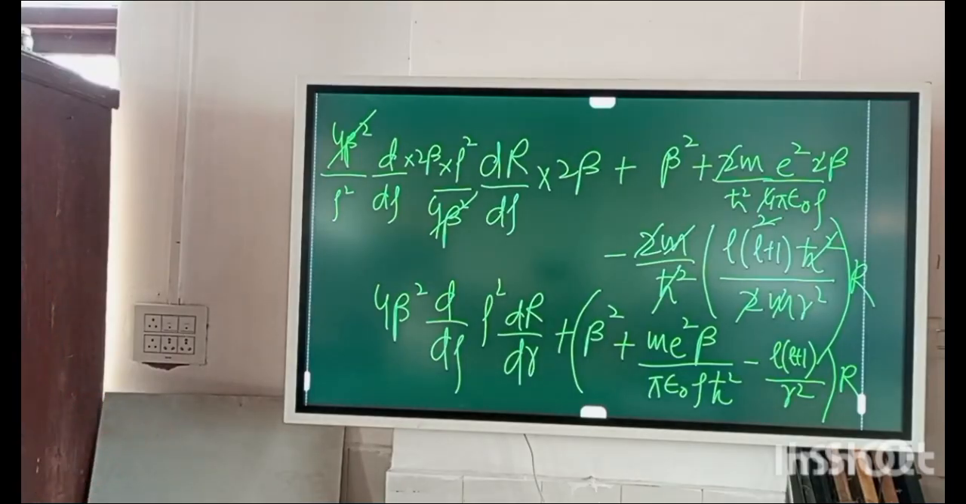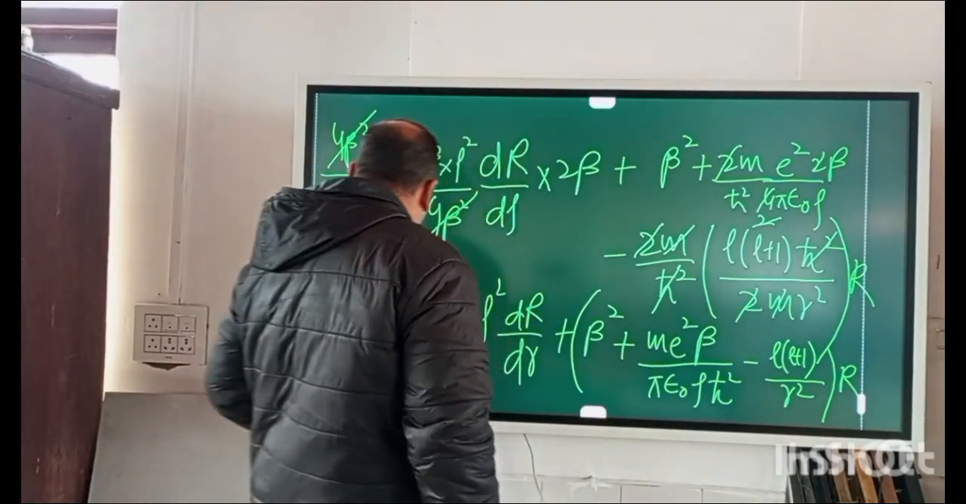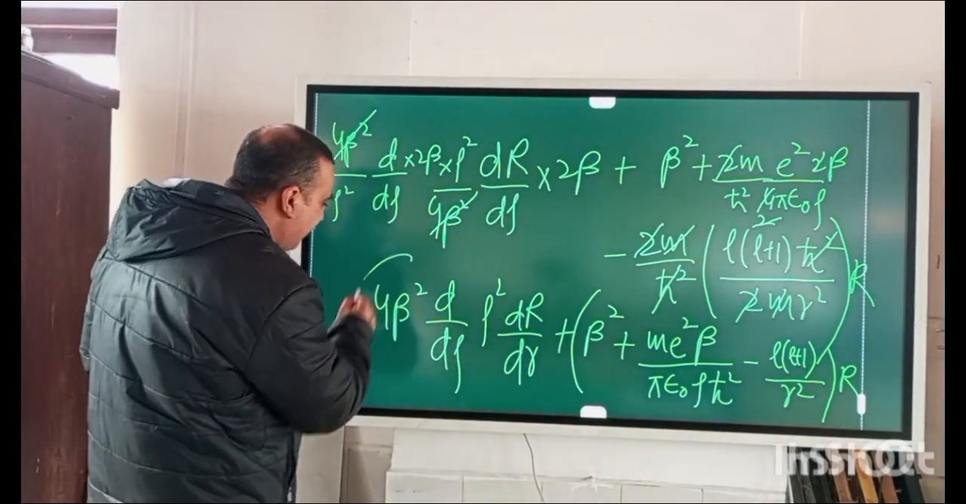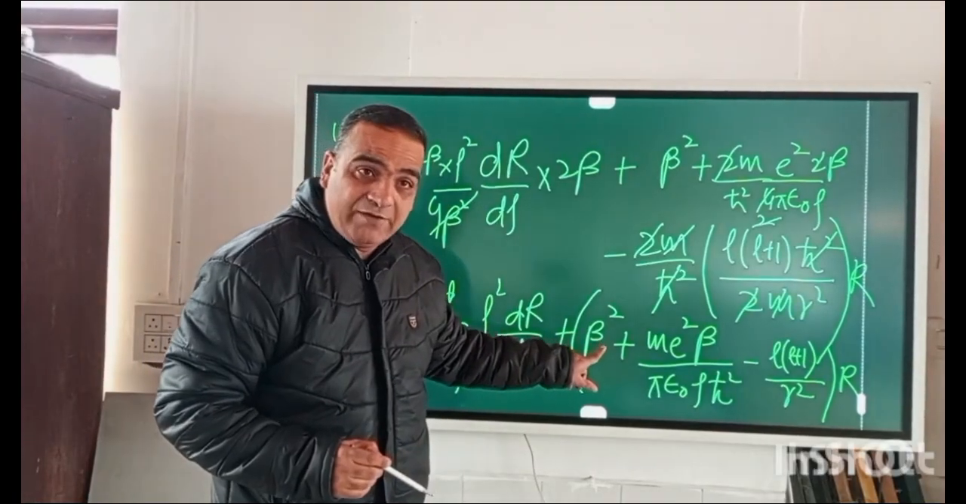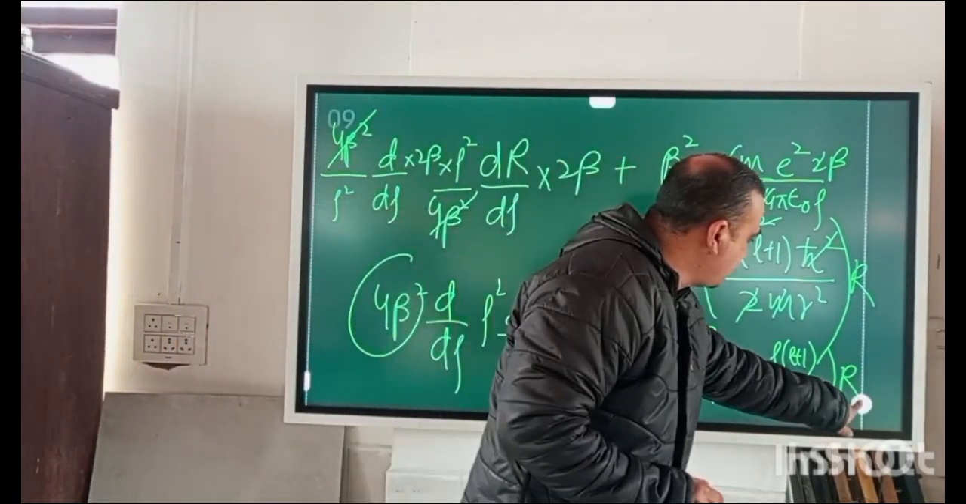I would like to divide this equation by 4 beta square, right? If I divide, I will get rid of this. Here I will get 1 by 4, right?